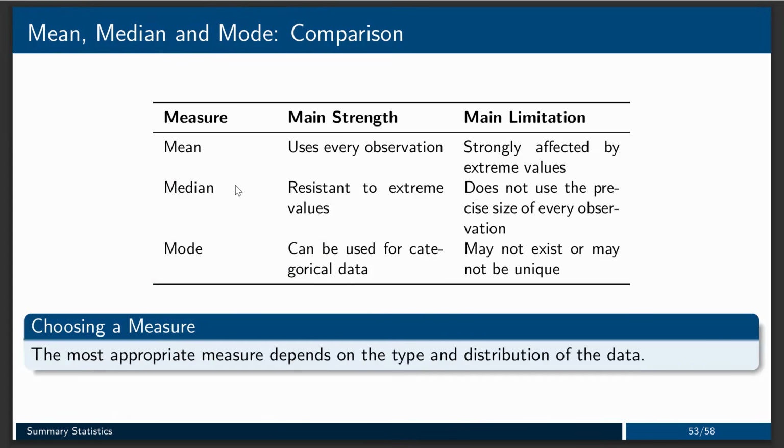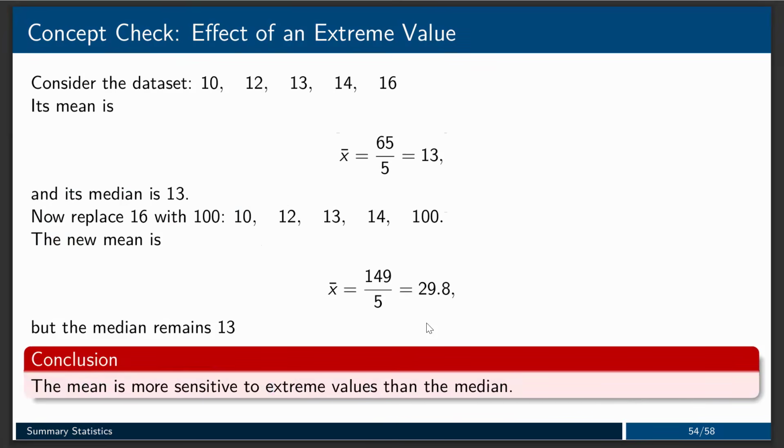So here are each of the measures and then their main strengths and their main limitations. There's mean, median, and mode. For mean, the main strength is that it uses every observation in its calculation. And the main limitation is that it is strongly affected by extreme values. The median is resistant to extreme values, but it does not use the precise size of every observation. Mode can be used for categorical data, but it may not exist or may not be unique. So the most appropriate measure depends on the type and the distribution of the data.